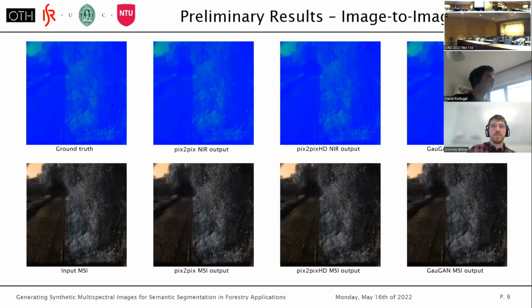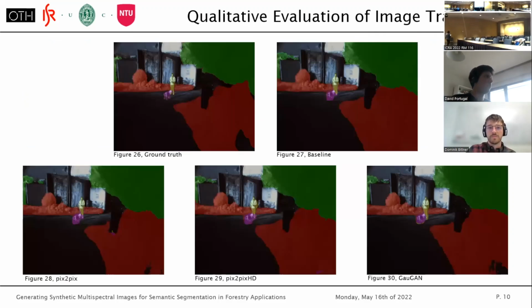As you can see in the preliminary results, the image translation done by Pix-to-Pix, Pix-to-Pix HD, and GALGAN is not distinguishable from the ground truth and the input multispectral image. Further, the semantic segmentation using translated images from Pix-to-Pix, Pix-to-Pix HD, and GALGAN achieves the same results based on visual inspection as in the baseline training, or compared to the ground truth annotated by human experts.